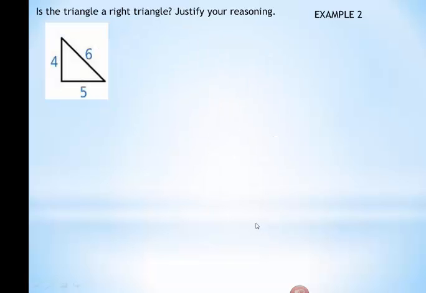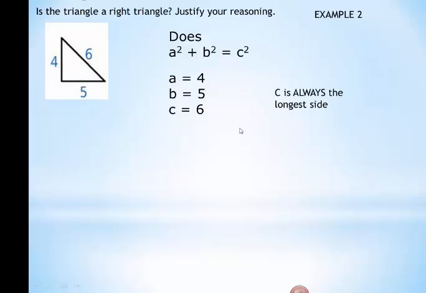All right, so let's look at this one. What's going to be my A? What's going to be my B? And what's going to be my C? Looking at the picture, it looks like a right triangle. Let's do the math. Does A squared plus B squared equal C squared?